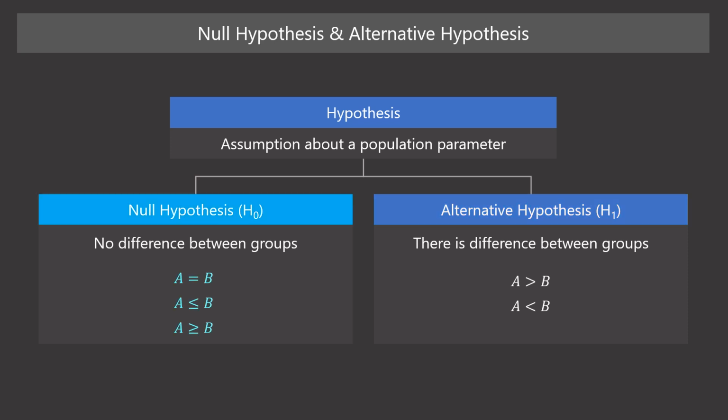In general, a null hypothesis expresses the size relationship that contains an equal sign. So, it expresses that A equals B, A is larger than or equal to B, or A is smaller than or equal to B. On the other hand, an alternative hypothesis expresses a size relationship that does not contain an equal sign. So, an alternative hypothesis expresses a relationship that A is larger than B, or A is smaller than B.